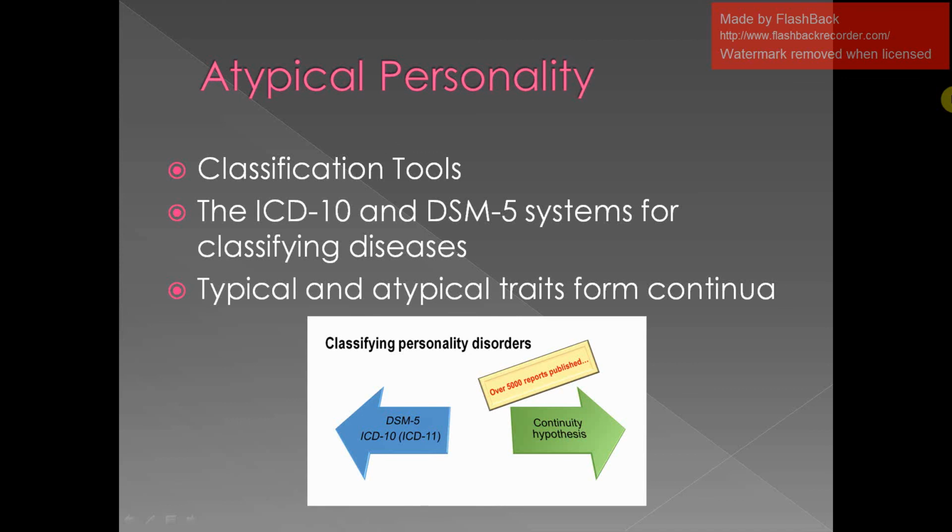The classification tools used to assess personality disorders are the ICD-10 and the DSM-5. They classify diseases and are based on the principle that mental disorders are qualitatively distinct from mental health. If personality traits observed in the general population can be used to describe and diagnose personality disorders, we can infer that typical and atypical traits form continua, so various levels of a characteristic.